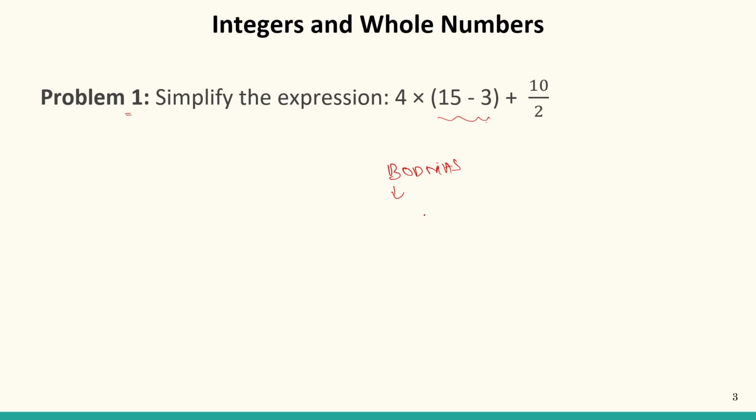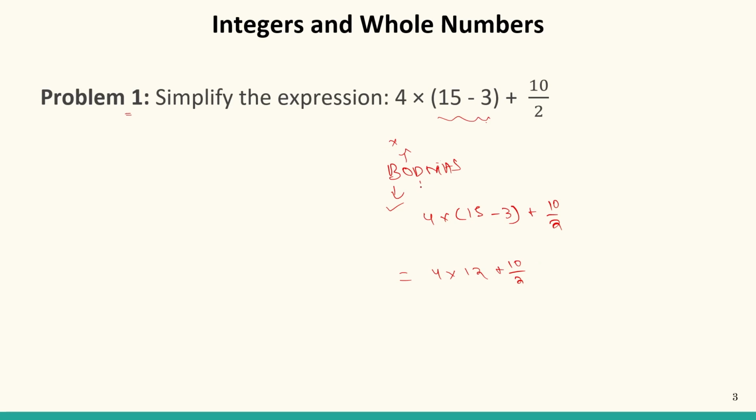So the expression 4 into (15 minus 3) plus 10 by 2, after step 1, is equal to 4 into 12 plus 10 by 2, okay? So we have solved the bracket. Now we go for exponents. Are there any? No. 4 power 1, 12 power 1, 10 power 1, 2 power 1. So there are no exponents, okay?